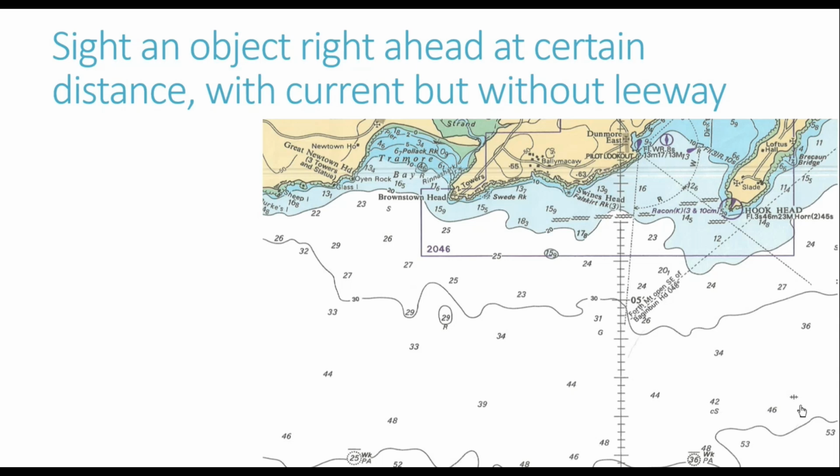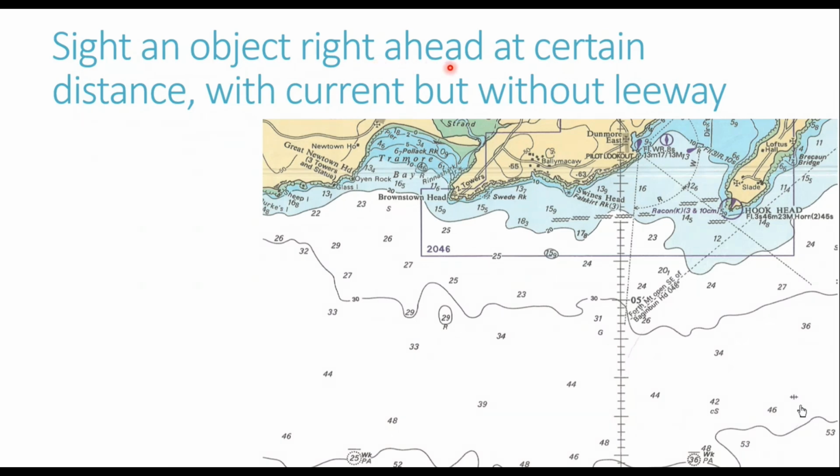Next topic is sighting an object right ahead at a certain distance, with current prevalent in the area but without any leeway. So let's see how we solve this type of question. As you see, we need to sight a particular object, most of the time a particular lighthouse.